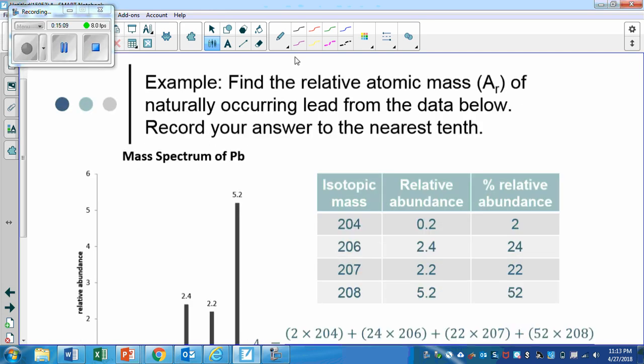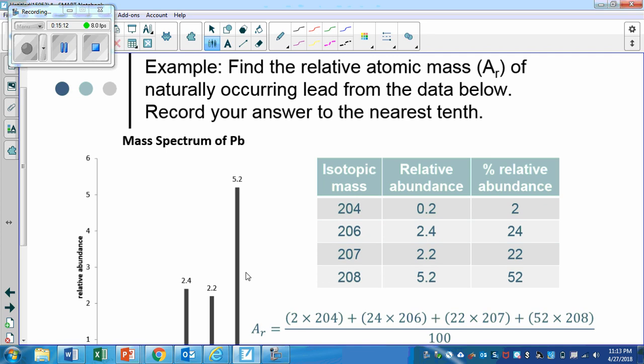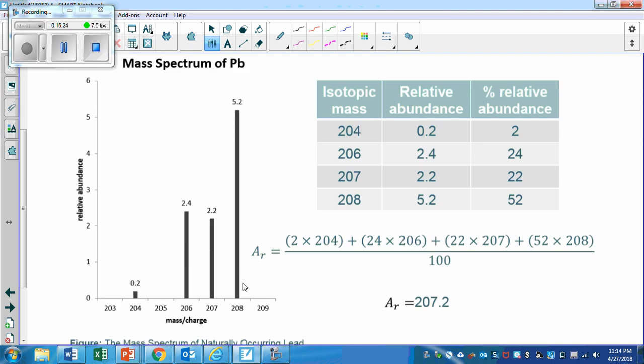There are two ways to use the mass spectrum. One is that the question may ask you to calculate the average atomic mass of the compound, and you are given the mass spectrum. As you see, lead has a mass of 208 as its mass to charge ratio here, and the relative abundance is on the y-axis. So the mass is 208 and you have 5.2% of it. That is the relative abundance. Mass is 207, the abundance is 2.2.